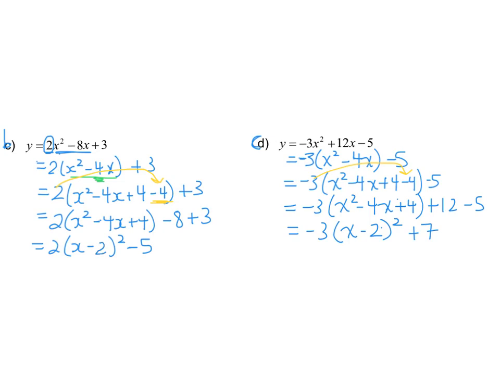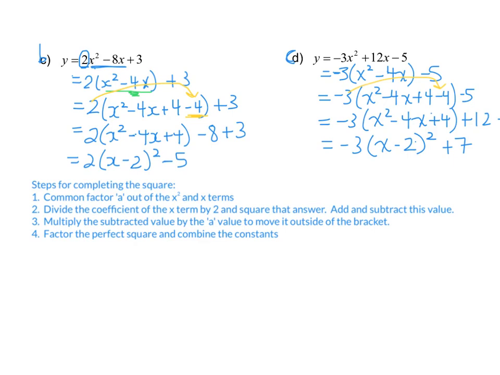Okay, so let me summarize the steps. Okay, we'll write those up here. Okay, so I've outlined the steps here. Remember, if the value of a is not a 1, that's your first step. Common factor the a out of the x squared and the x terms. And then you're going to divide the coefficient of the x term by 2 after you factored it out and square that answer. You're adding and subtracting that value. Then you multiply the subtracted value by the a value to move it outside of the bracket, and then factor the perfect square and combine the constants.